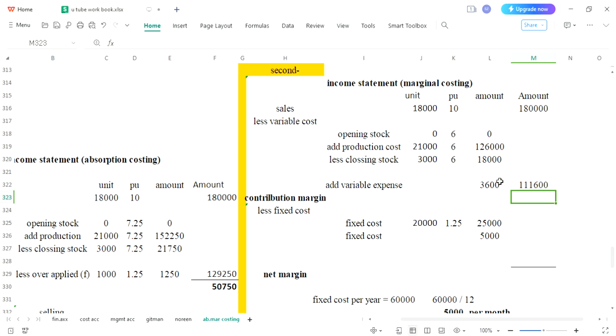It's time to calculate our gross net margin. Net margin is the difference between variable cost and sales. Amount of sale is 180 and you need to subtract your variable expenses 111. So we have got our net margin.